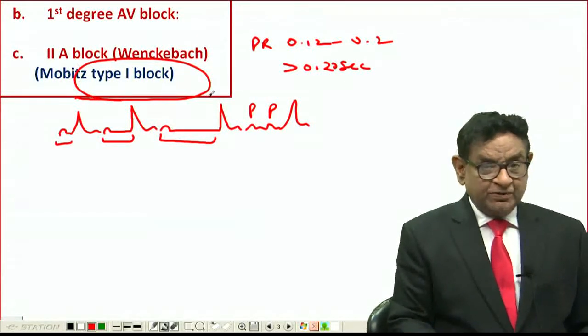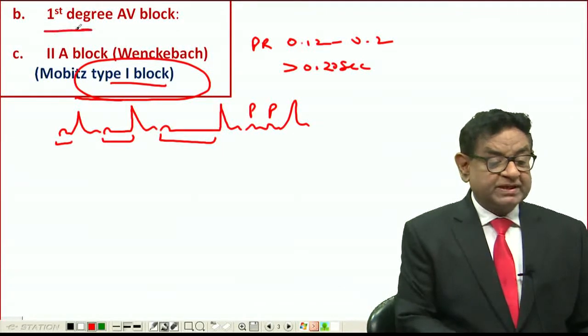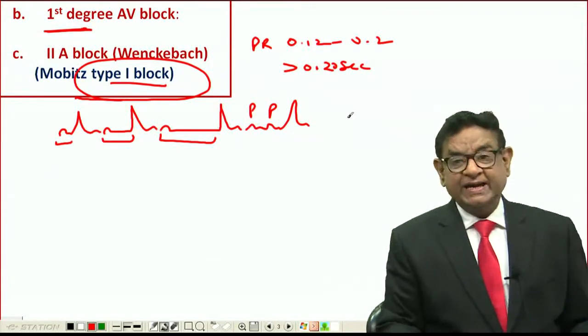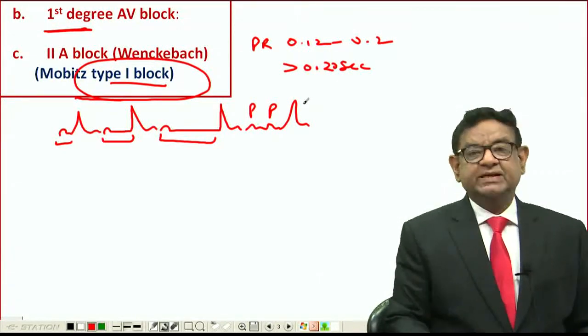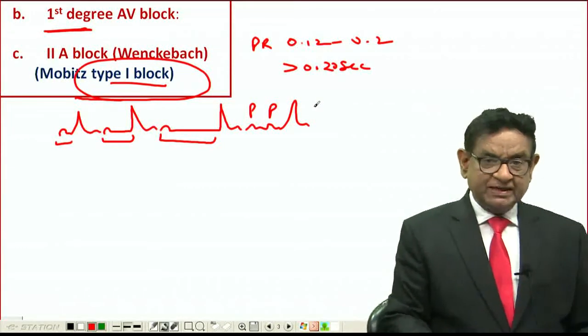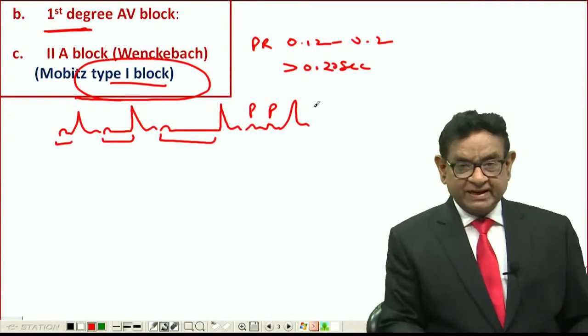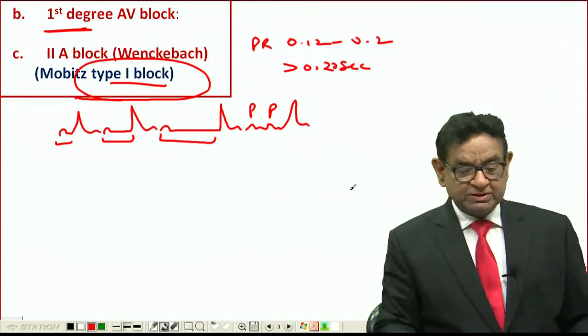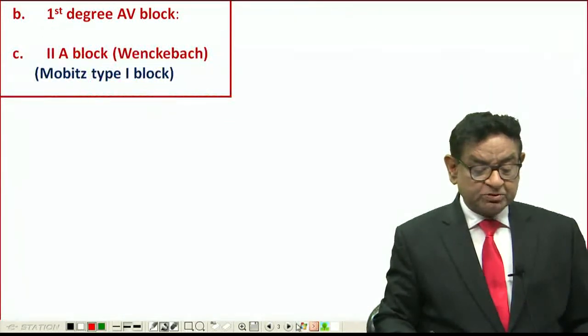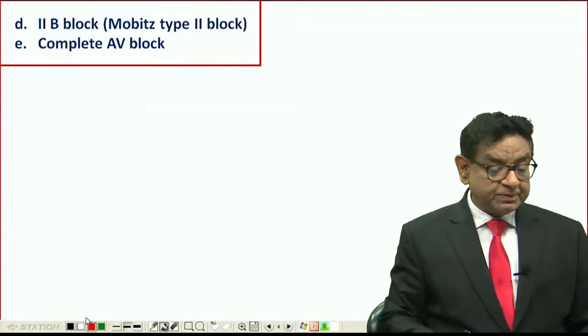At times you get confused, but Mobitz type 1 block and first degree heart block are two different entities. This point should be noted very carefully. It's again a benign condition. Benign condition means we don't need to treat aggressively, but we definitely have to keep a watch on this because it can again progress to higher degree of the heart block.